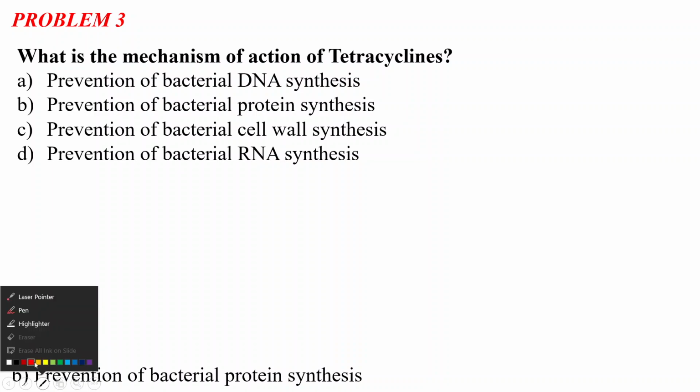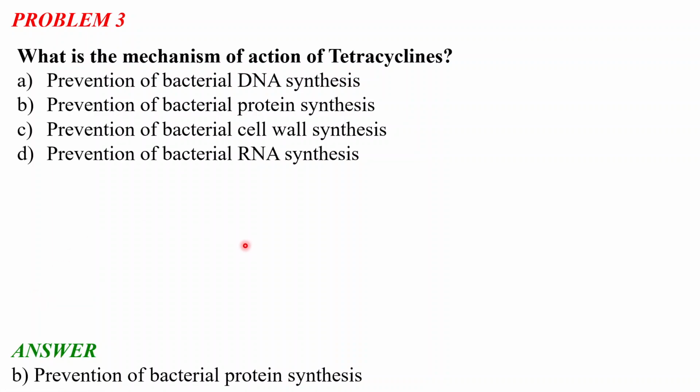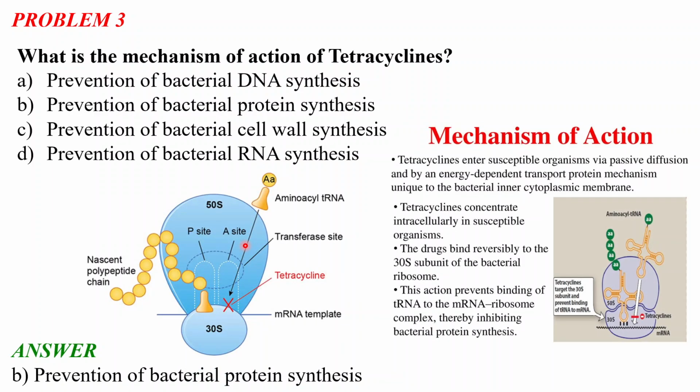So the correct answer was number B, the prevention of bacterial protein synthesis. Now we have to know how these tetracyclines prevent the bacterial protein synthesis. Because we all know there are several ways by which the protein synthesis can be inhibited or prevented, right? So the mechanism of action for tetracyclines: tetracyclines enter the susceptible organisms via passive diffusion and by an energy dependent transport protein mechanism unique to the bacterial inner cytoplasmic membrane. Tetracyclines concentrate intracellularly in susceptible organisms. The drugs bind reversibly to the 30S subunit of the bacterial ribosome. This action prevents the binding of tRNA to the mRNA ribosome complex and thereby inhibits the bacterial protein synthesis.